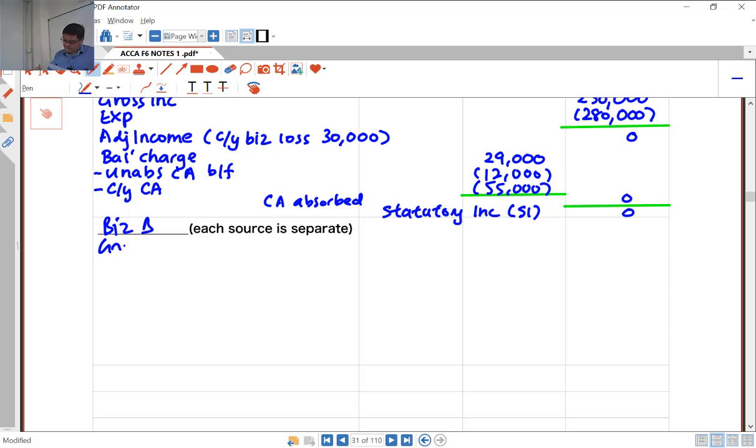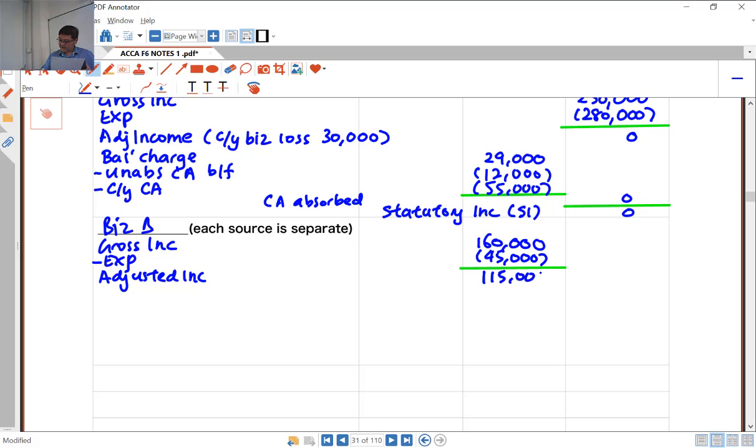Gross is 160. And the expenses is 45. That's it. Right, so the adjusted income is 115. Okay? Now I have a balancing charge, right? So balancing charge is 1,000. You begin out with the charge. Now, and you have balancing allowance as well. So you move on with a balancing allowance.